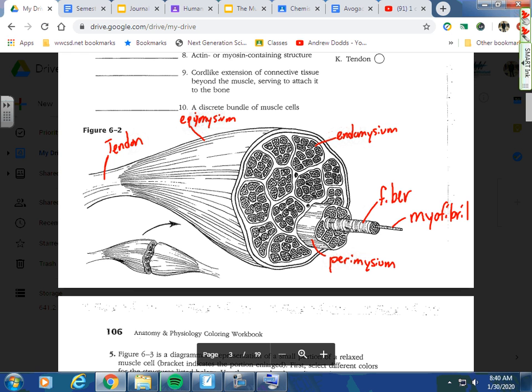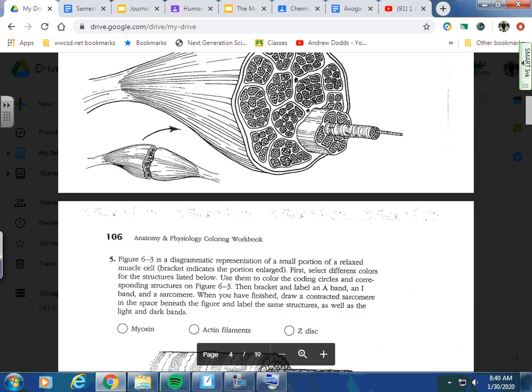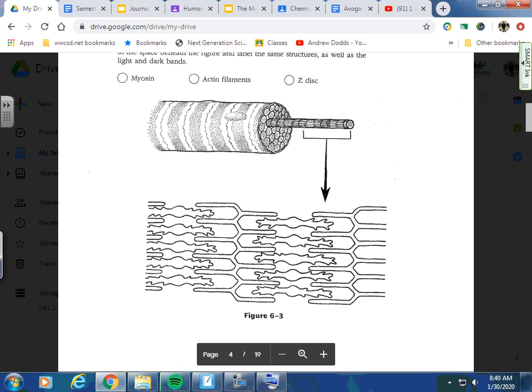Okay. And, oh, we have more. All right. So now we're going to look at those sarcomeres, the small contractile units. If I label these, not a whole lot to label here. We've got to label the myosin. Myosin, those are the thick filaments. Like these guys would be the myosin. Maybe make them red.